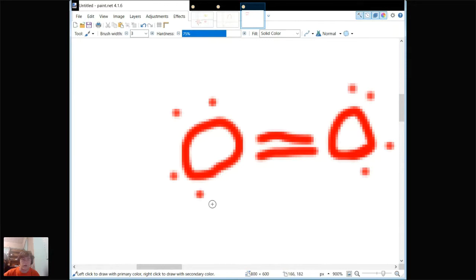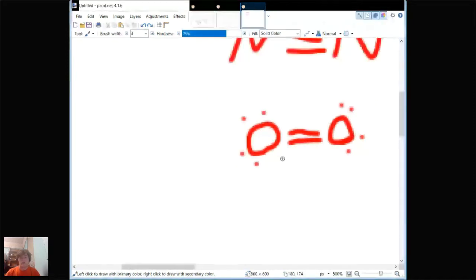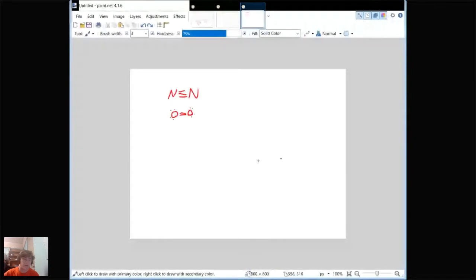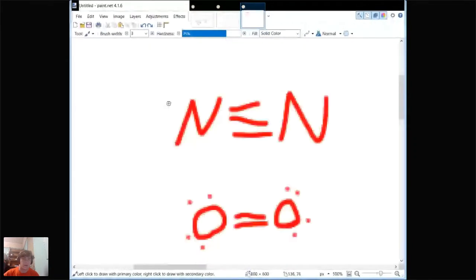Do it in blue this time. 1, 2, 3, 4, 5, 6, 7, 8, 9, 10, 11, 12. So just drawing out the Lewis structures, nitrogen, very clearly, there should be lone pairs on that nitrogen, just in case people are taking pictures or watching the recording of this later.